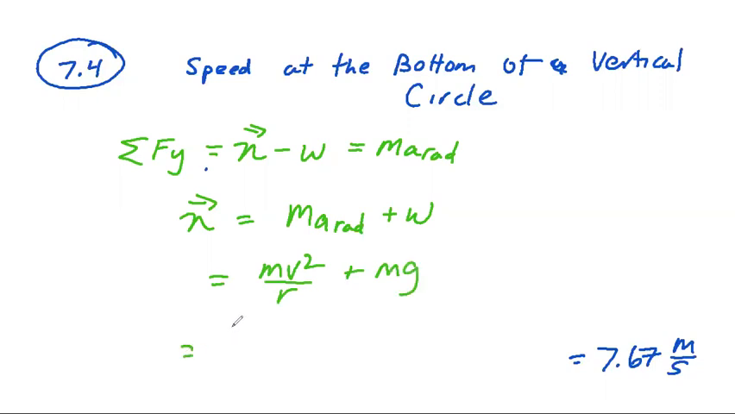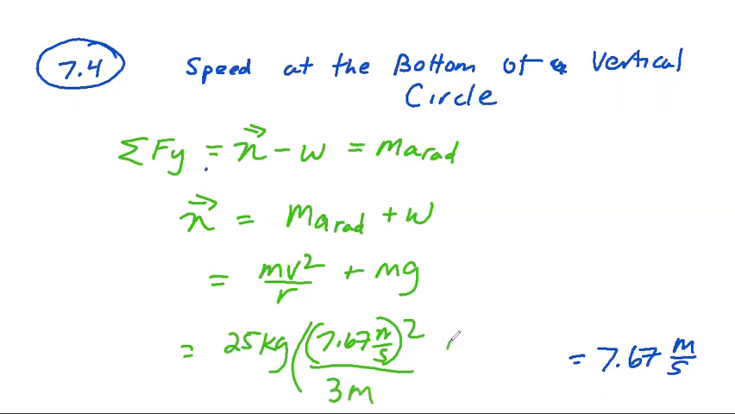So it's going to be equal to m, and what's him and the skateboard? 25 kilograms, 25 kg times 7.67 meters per second quantity squared over, and I believe that was 3 meters, plus g. And that whole thing is going to equal 735 newtons. That's a 5. All right, beautiful.